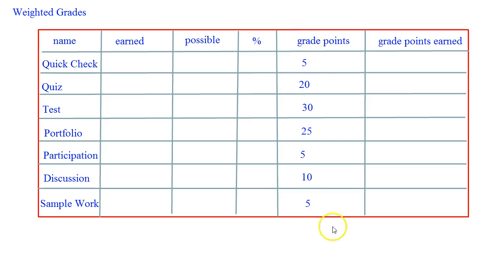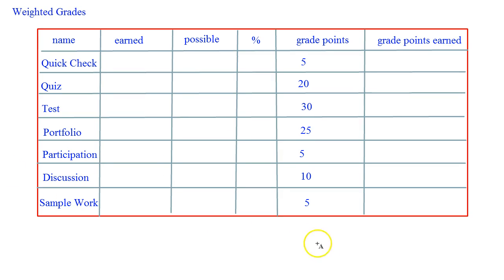Okay, and then right here is the weighted grades. So for example, the quick check represents 5% of your grade. 20% is quiz, 30% is test, 25% is portfolio, 5% is participation, 10% of your grade is discussion, and 5% is sample work. Now if you add these up, these should always add up to 100. When you finish up your categories, they should be 100% of everything.